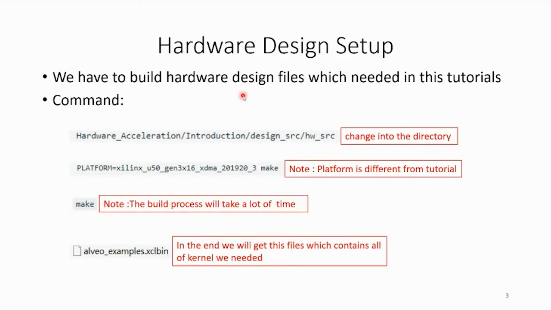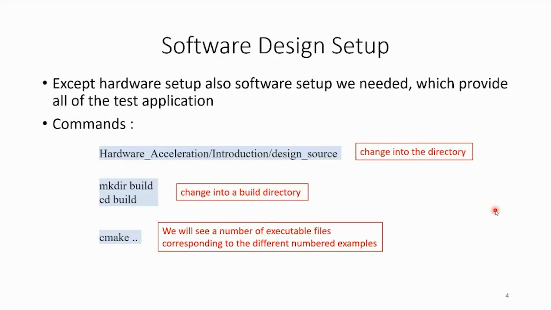First, we need to build the hardware design, and here we have to change the platform, and finally we get a file that contains all of the kernels we need. In this step we have 8 examples, and each example runs the design flow we did in Lab 3, so on this Mac it will take lots of time. In the software design, we can just run this command and it will get the correct test data.